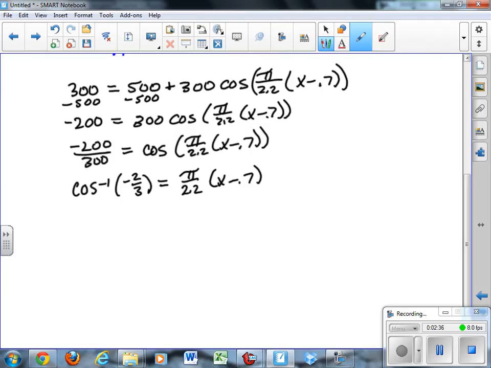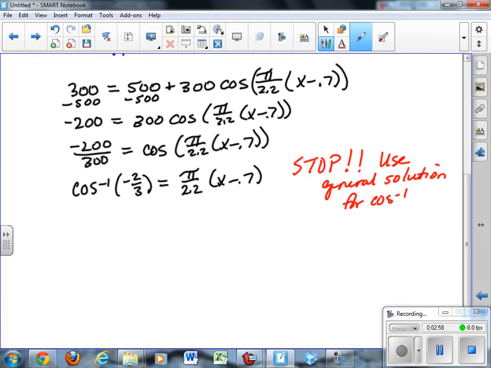Now I could continue solving for x and I would get one solution, but I don't want just one solution. I want all of the possible values where the fox population is at 300, and then I'll see where it drops below. So at this point I'm going to put a big stop sign, stop, and insert the general solution for inverse cosine of negative 2/3.